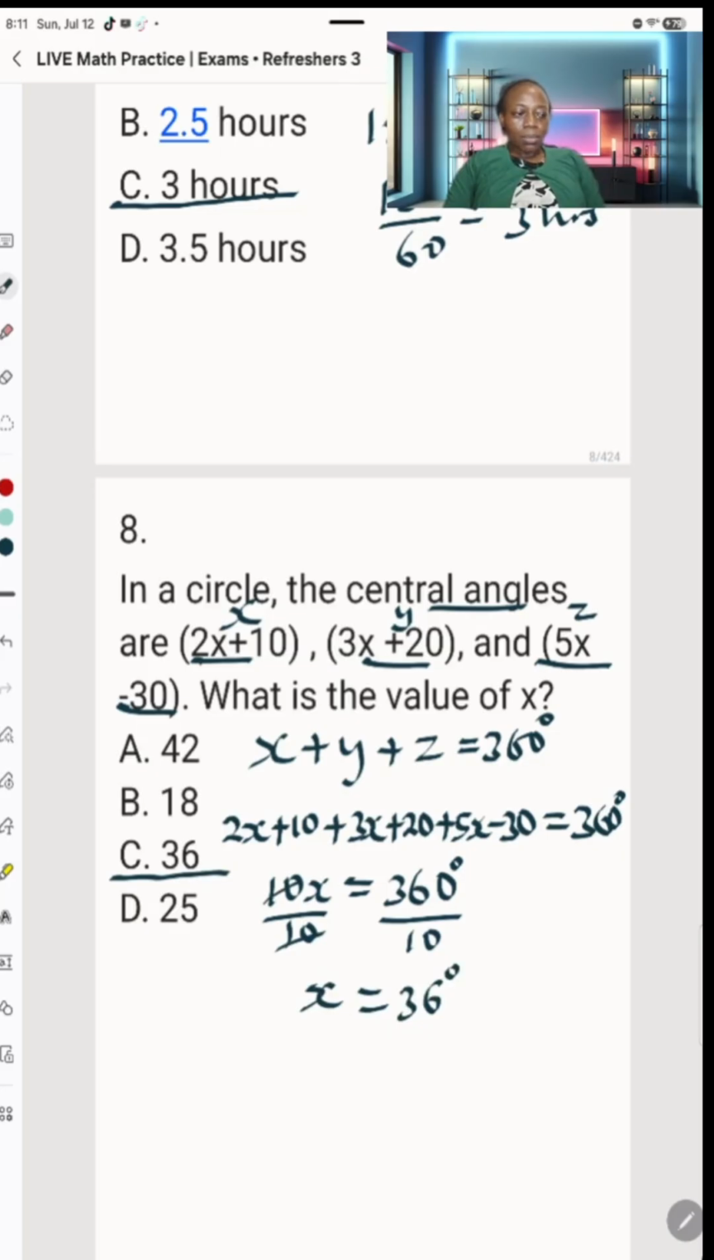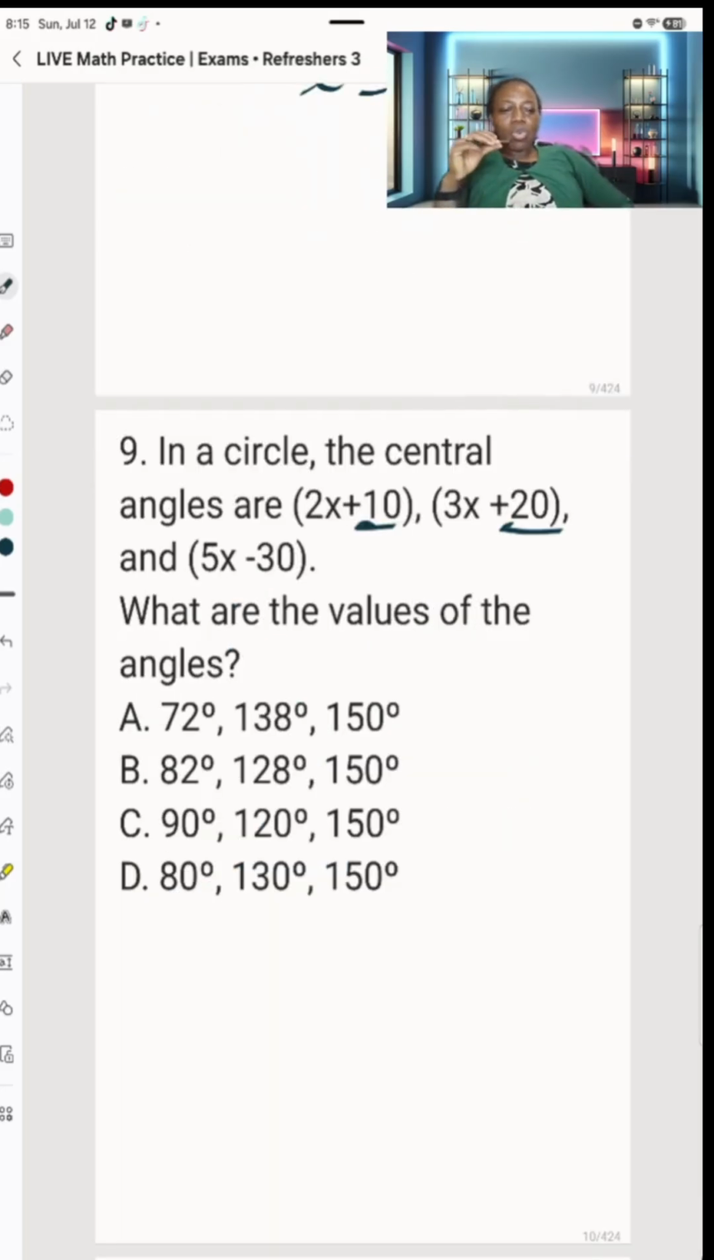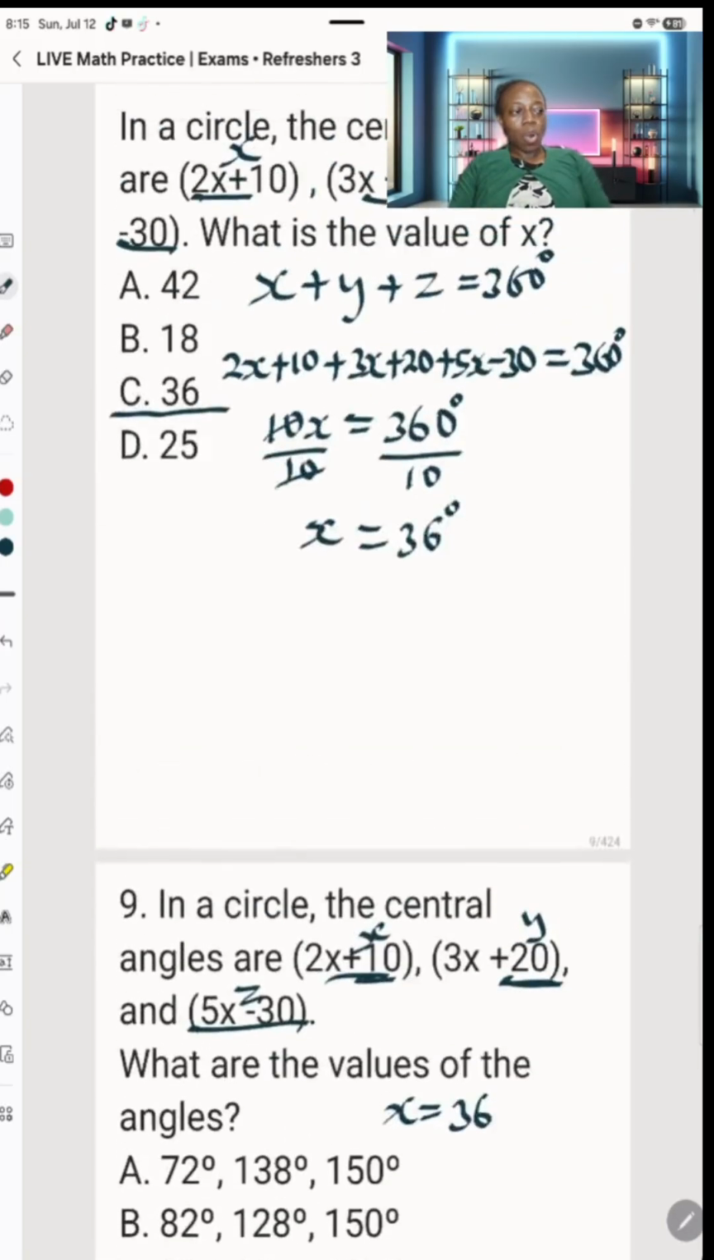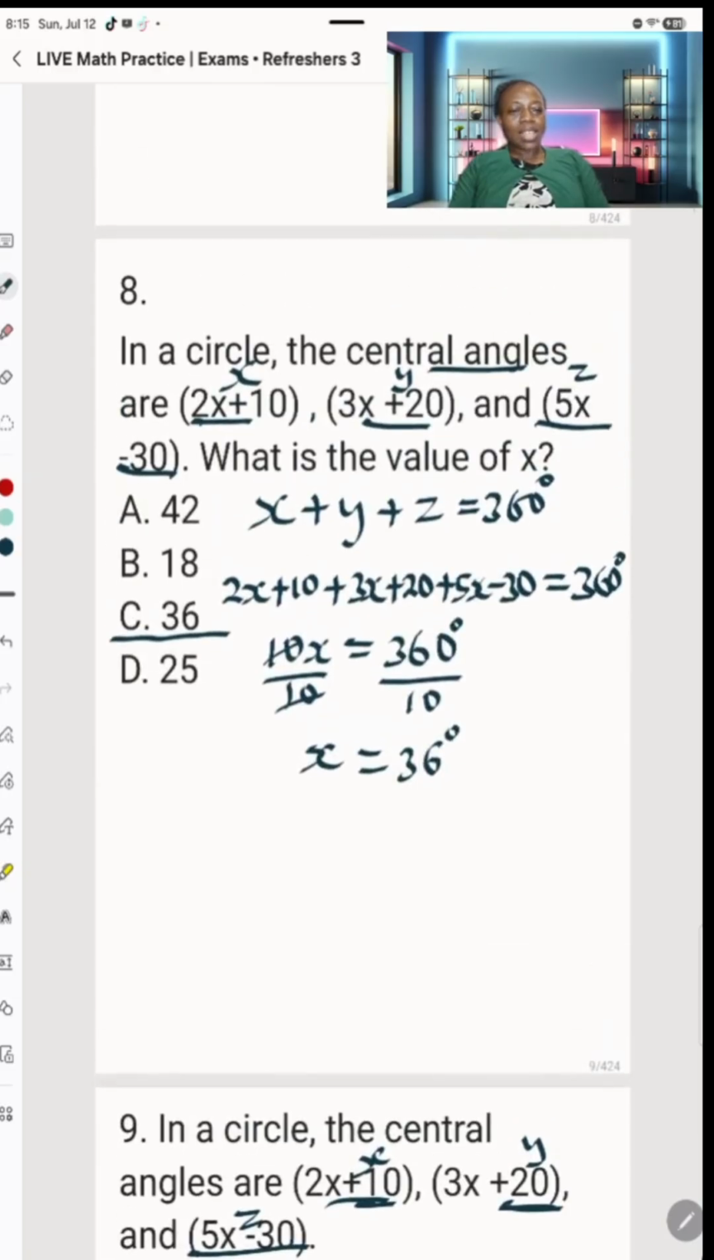Answer is C. The sum of angles on a point will give you 360 degrees. So put each of these together, add them together. Let them be x, y, z. Make it equal to 360 degrees, then find your x. Our x from that side was 36, because that should be the first thing to do.